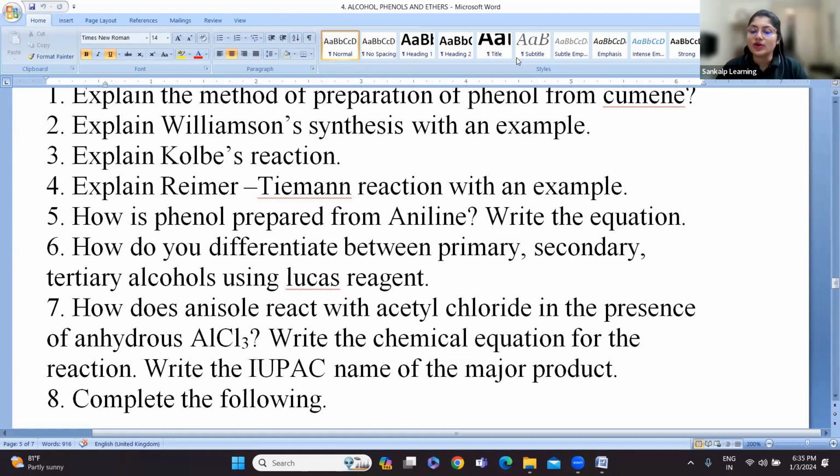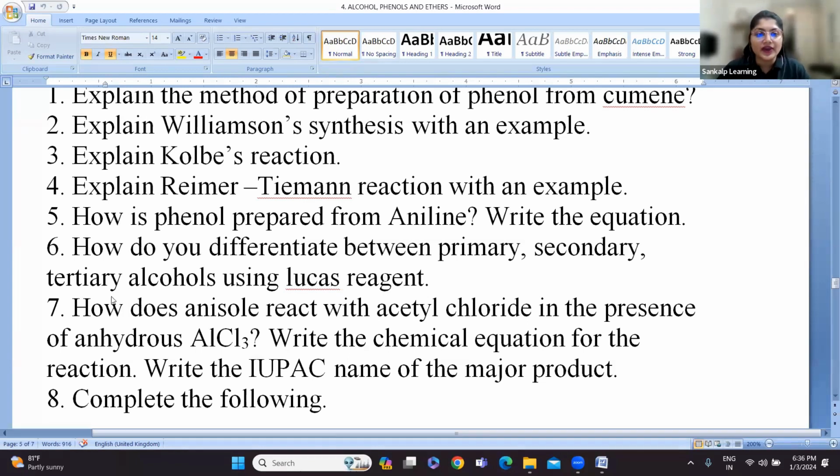Then you are getting an intermediate. This intermediate you are going to treat with sodium hydroxide. Then you get a sodium phenoxide with the aldehyde group, followed by acidification. You get salicylaldehyde. So this is the reaction. I have given you the reaction and the conditions in the previous class, so I'm just revising it.